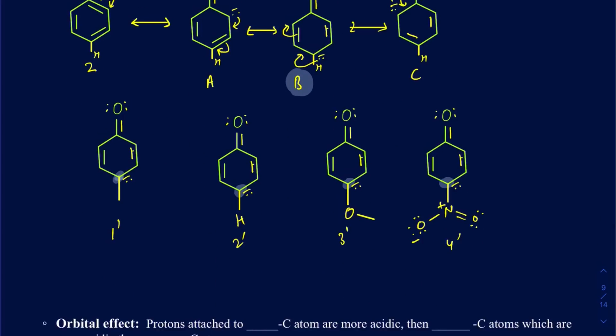We can clearly see that this 1 prime is going to be donating in the electrons because of the donating nature of the methyl group. So that's going to be destabilizing that negative charge. While the second one is just a reference because you have a hydrogen. The same can be said about this 3 prime because the alkoxy groups are electron donating in nature, so it's going to be donating in the electrons, and that's going to be making that negative charge less stable.